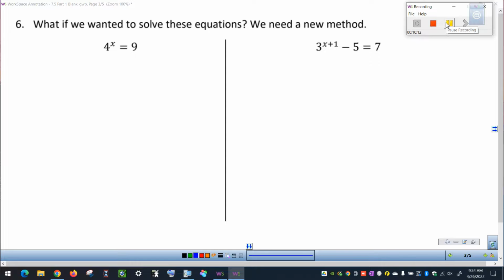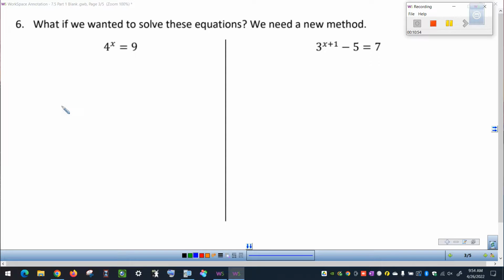But if you look at the other side, 9 cannot be written as a base of 2. You can't write it as a base of 4. There's no way that we could get the bases to be the same on both sides. And so what we're going to do instead is use logarithms to help us.